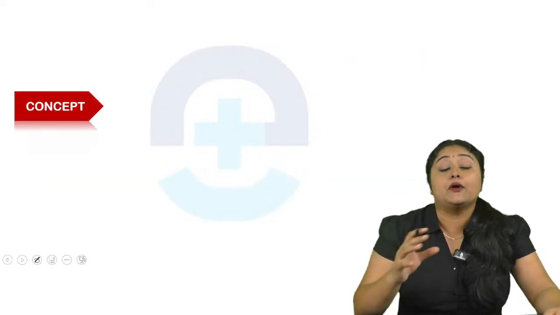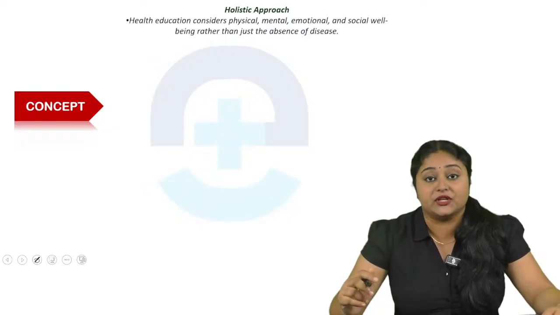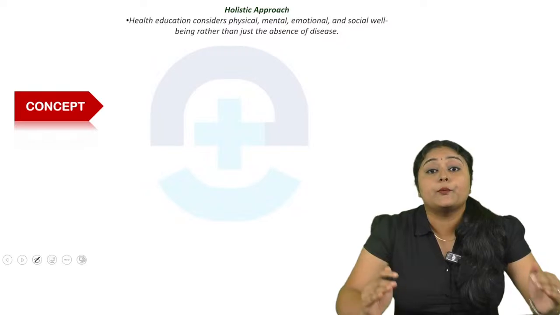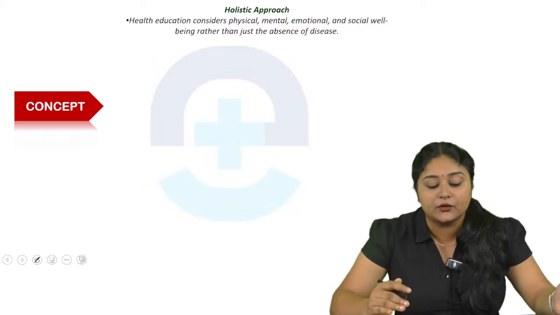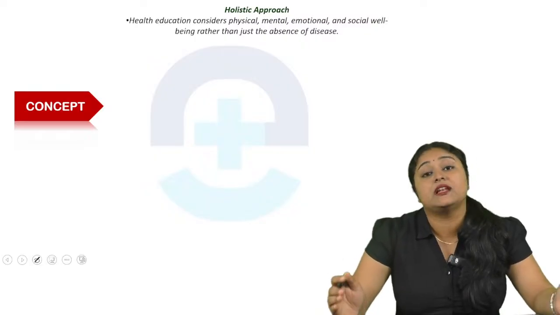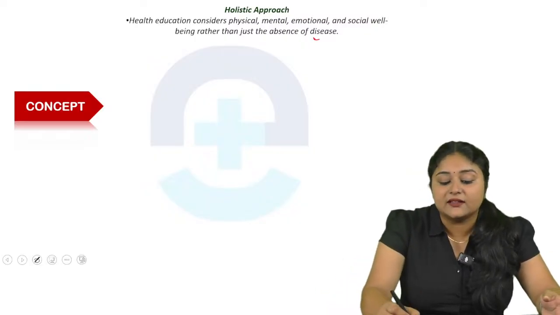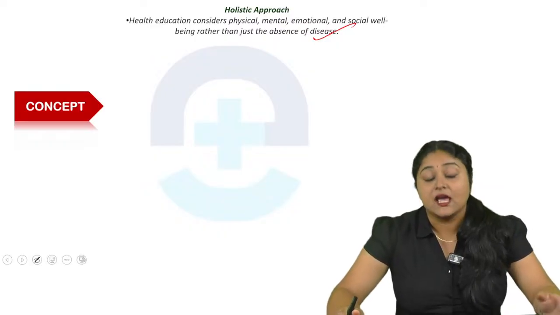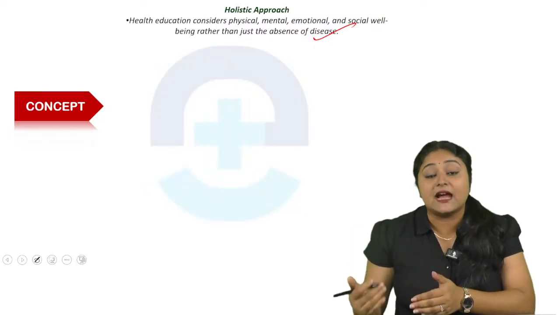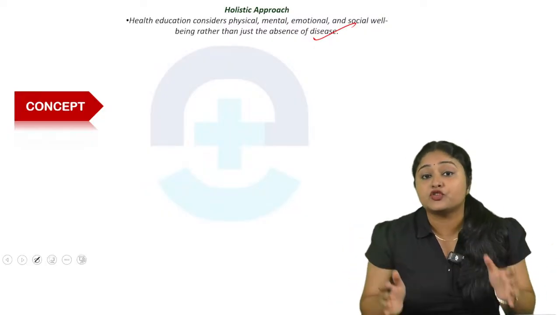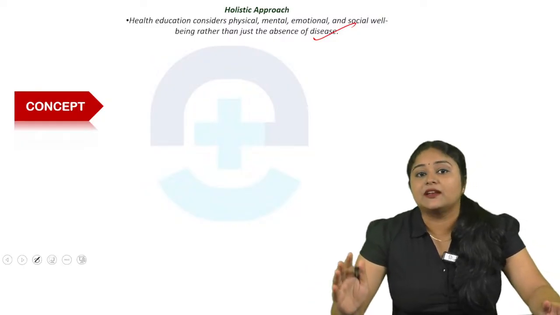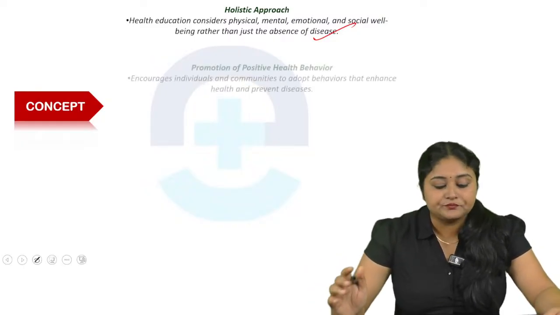Okay, so now come to the concepts of health education. There are so many concepts. First is the holistic approach. Based on the holistic approach, health is considered as physical, mental, emotional and social well-being rather than just the absence of disease. So when the person is completely fit and fine in physical status, mental status as well as emotional, spiritual and social factors, that time we can consider the person as healthy.